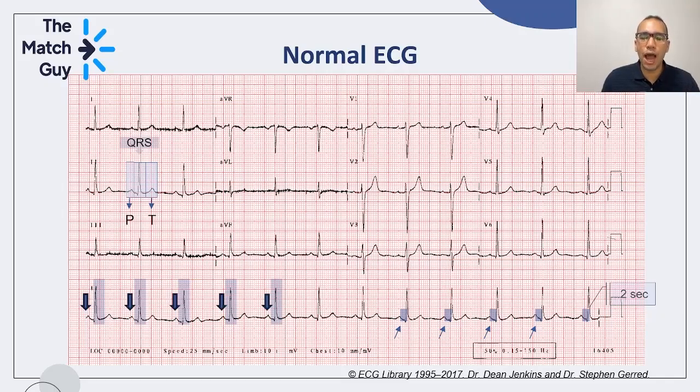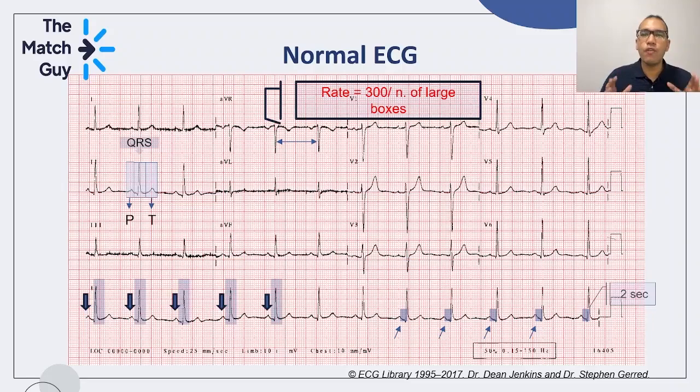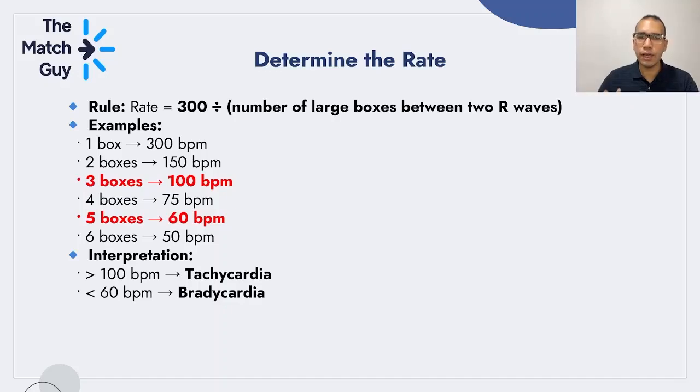Now, I want you to learn how to calculate the rate. The rate is calculated by dividing 300 over the number of large boxes between two R waves. So meaning, if 3 boxes, the rate will be 100 beats per minute. And if 5 boxes, the rate will be 60 beats per minute. So me personally, I just remember these two numbers. 3 boxes or less, this is tachycardia. 5 boxes or more, this is bradycardia. And that's it about the rate.